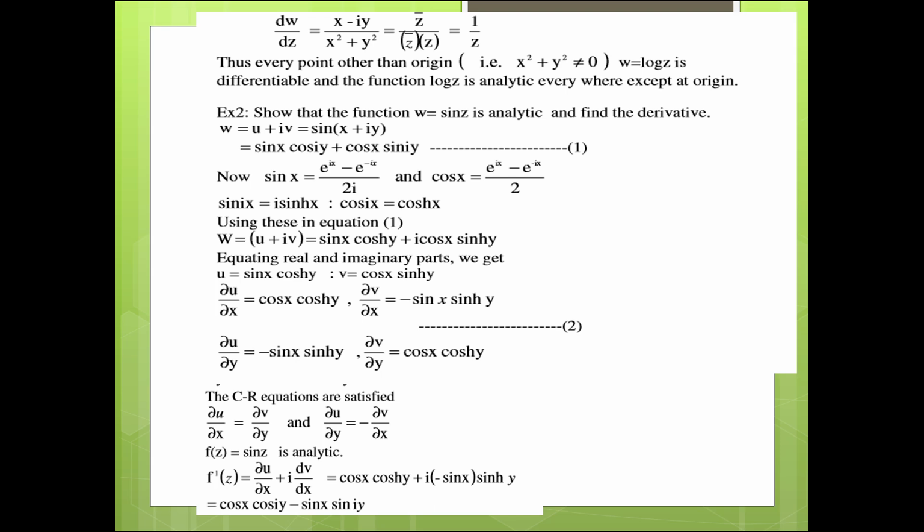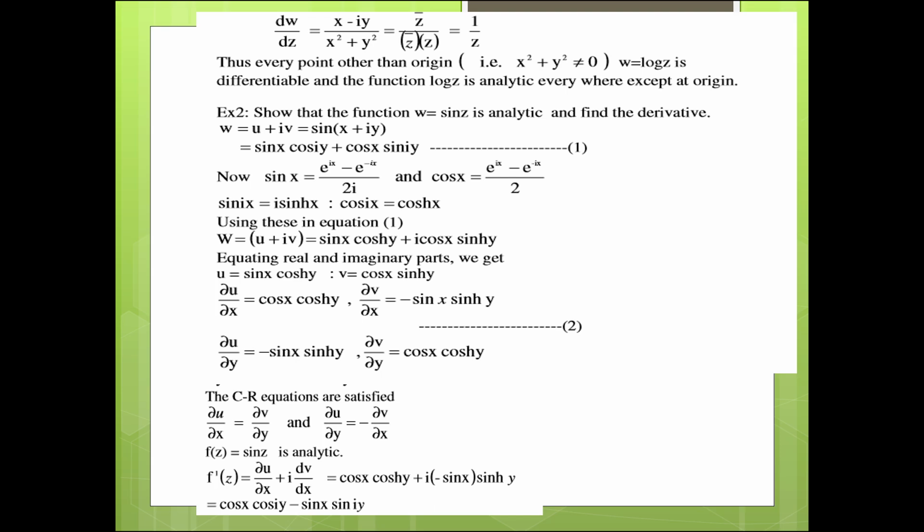Same thing we see in the next example, w equal to sin z. Here z equal to x plus iy, then w equal to sin x cos iy plus cos x sin iy. Now sin x equal to e power ix minus e power minus ix divided by 2i, cos x equal to e power ix plus e power minus ix divided by 2.